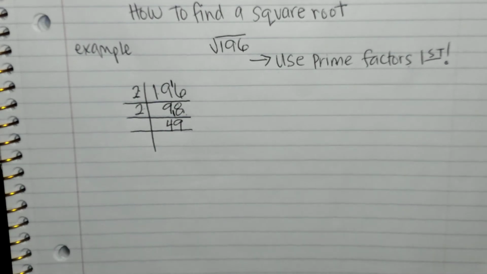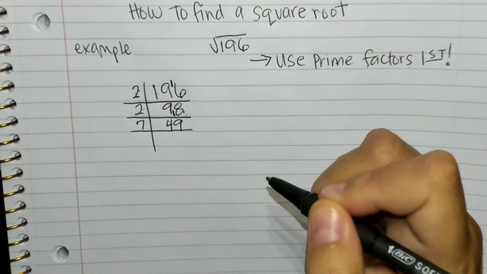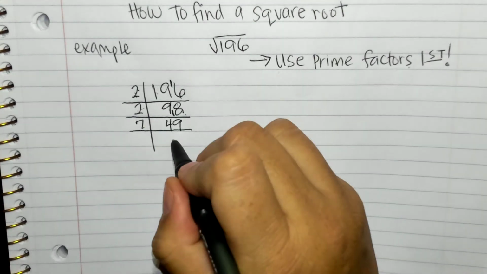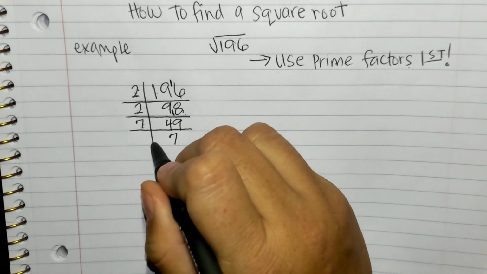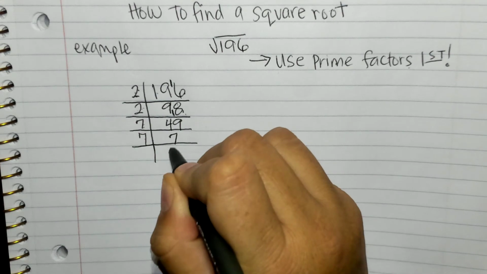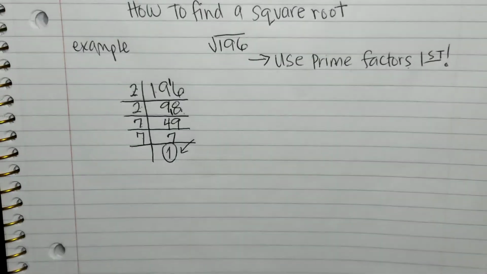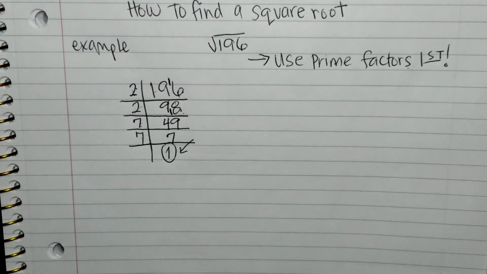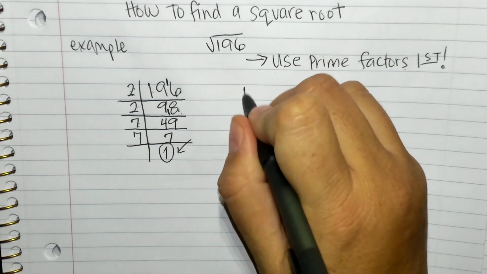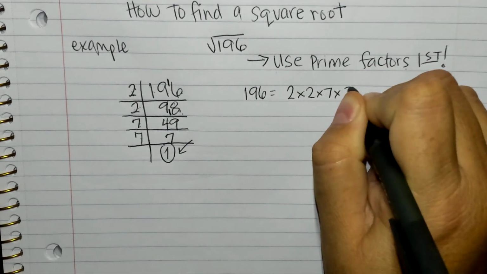49. 49 is divisible by 7. 7 is a prime number. 7 goes into 49 7 times. I'm almost done. 7 goes into 7 1 time. I have my 1. Do you remember this? We get down to the 1 for prime factorization. Same thing with square root. Okay, now I know that 196 is 2 times 2 times 7 times 7.